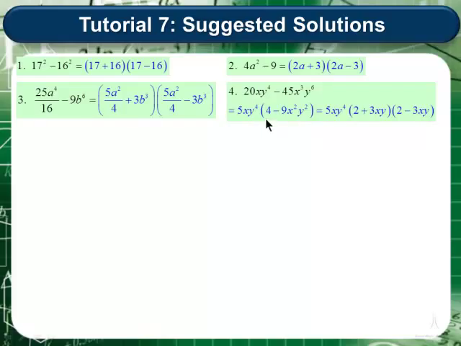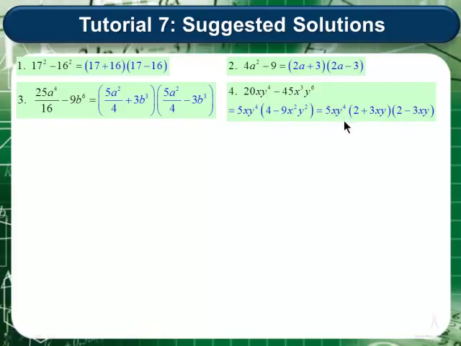We're left with the second factor, 4 minus 9x squared y squared, which of course is the difference between two squares. That is, if you see 4 as 2 squared, and 9x squared y squared as (3xy) all squared. Applying our formula for the difference of squares factorization, we have the following expression then finally in factorized form.